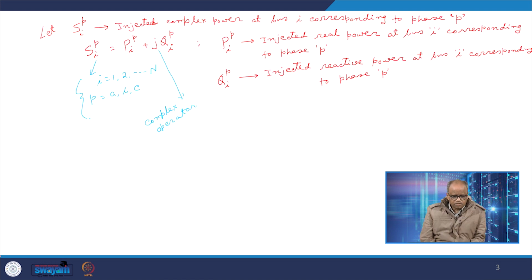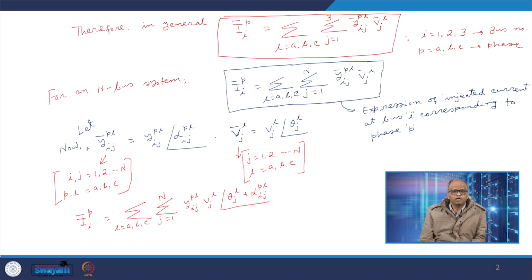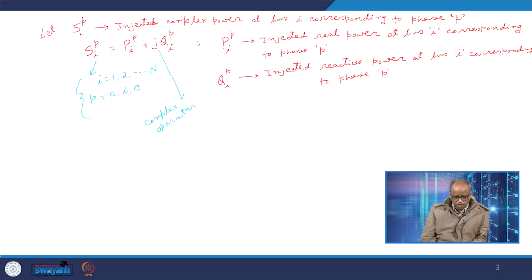After deriving the expression of the injected current at bus i corresponding to phase p, we talked about the injected complex power at bus i corresponding to phase p. S_i^p is equal to P_i^p plus jQ_i^p. Here, when j is used not as a subscript, it denotes the complex operator. P_i^p is the injected real power at bus i corresponding to phase p, and Q_i^p is the injected reactive power at bus i corresponding to phase p.